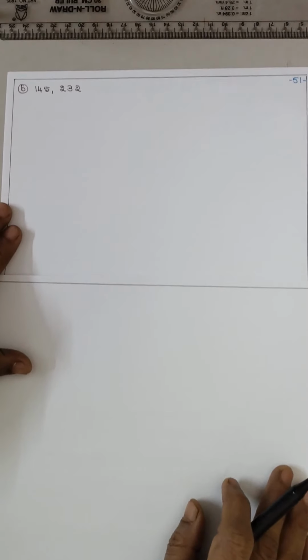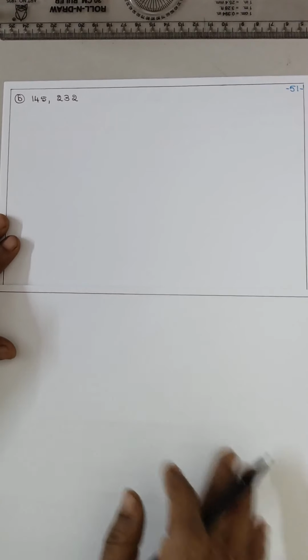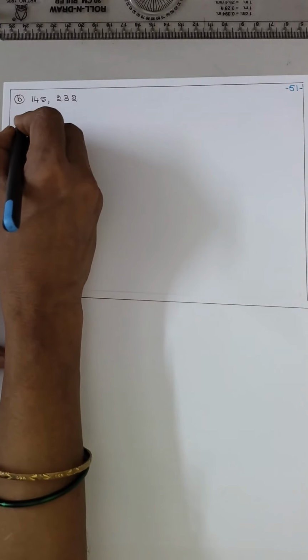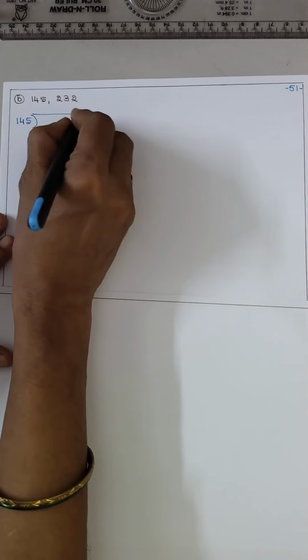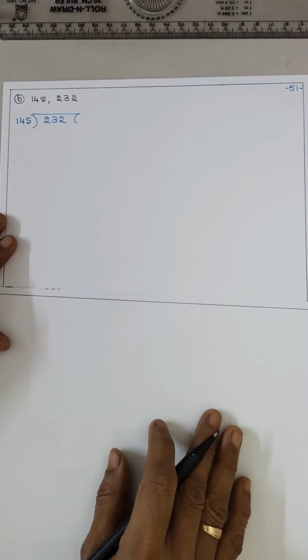Now coming to question number 2B. Same method. First find out the HCF, and then find out the LCM. Okay. So for HCF, this is a big number, so we will start from here. 145 and 232, 232 becomes the dividend, isn't it?